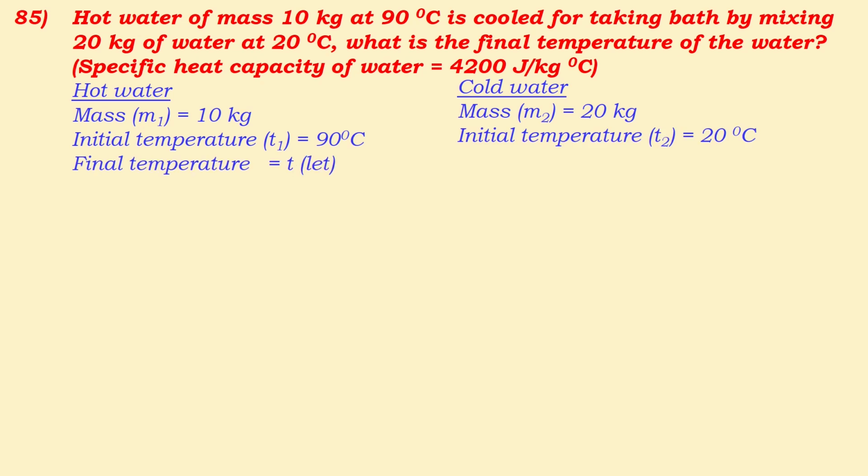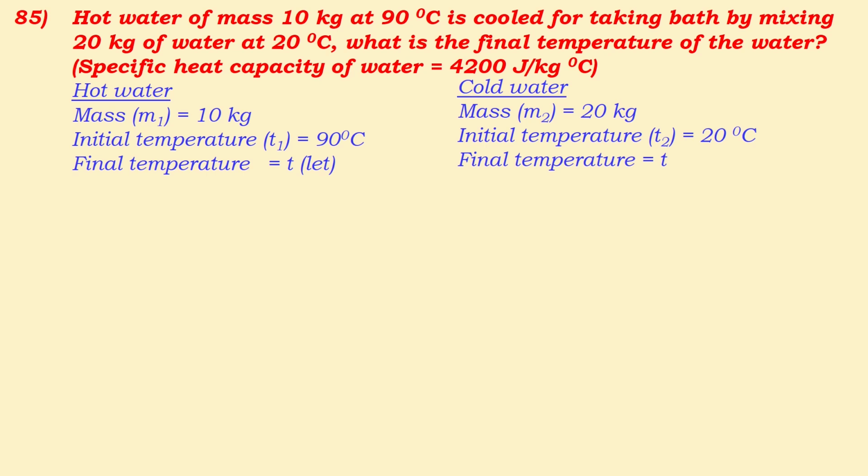Final temperature we don't know, and this is the question. In both cases, final temperature we don't know. I mean to say, when hot water and cold water are mixed with each other, the final temperature will be between the hot and cold. It is less than 90 degrees Celsius and more than 20 degrees Celsius. We know this, but what is exactly the value of the final temperature we are going to find out.